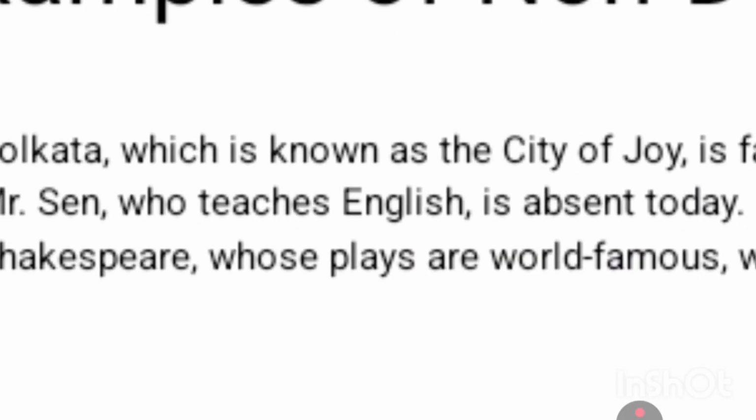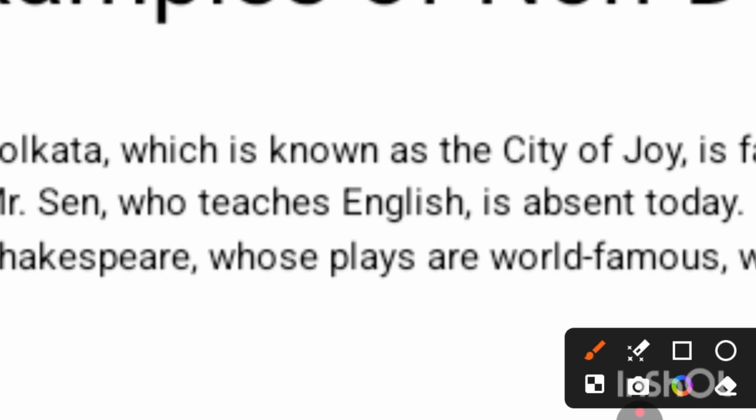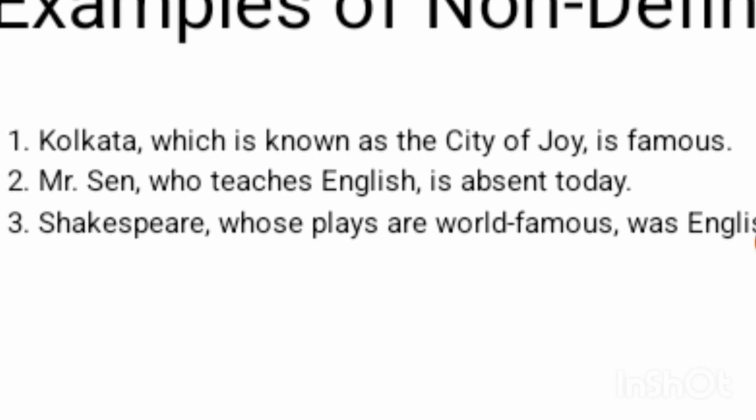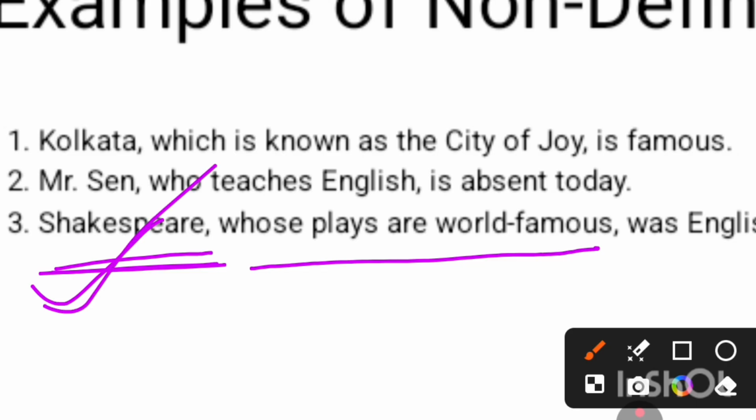Here you can see: Mr. Sen, who teaches English, is absent today. Friends, actually Mr. Sen is a proper noun. It is identified. So this is extra information. You can omit this clause. If you omit it, the meaning will remain the same. The same thing here. You can see in the third sentence the same situation. Shakespeare is a well-known person. No need to give this information. It is extra. That is why it is separated. As it is a proper noun, it is identified.